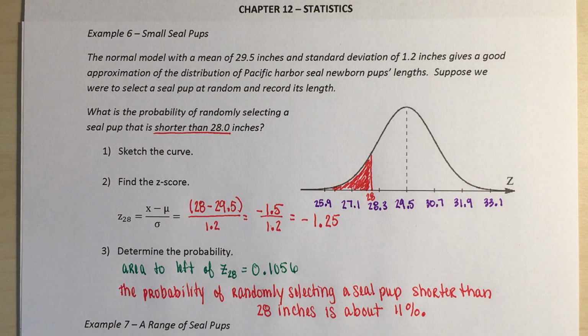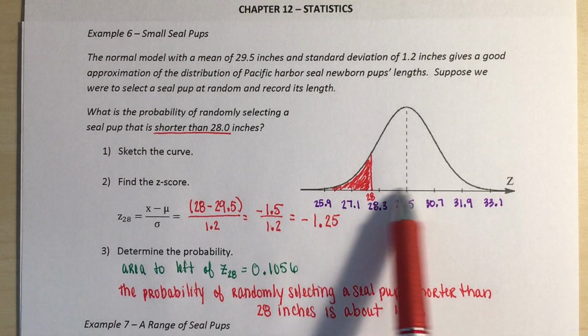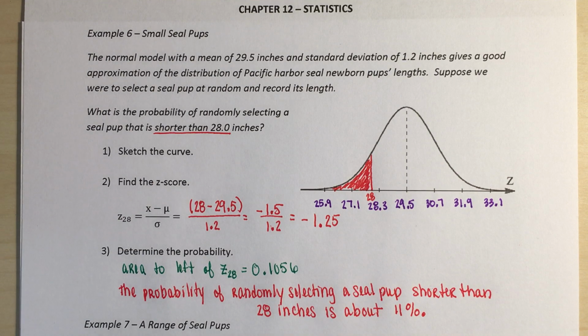If this was an area to the right problem, if we were asked about being taller or longer than 28.0 inches, we would have done our area to the right. And remember, if we're doing area to the right, we find a complement. But in this case, our area to the left is simply the number that we get out of our table.